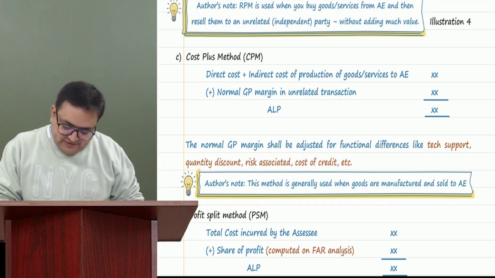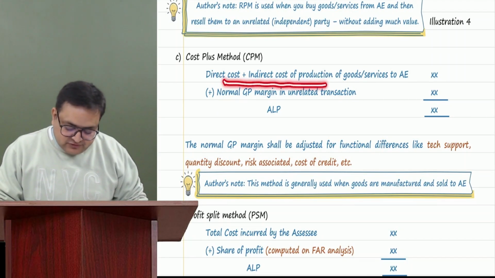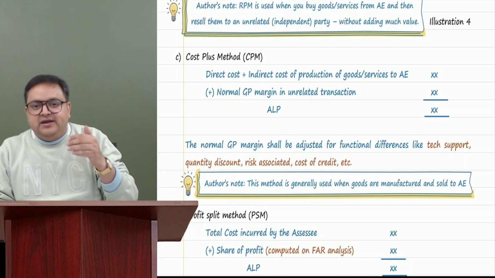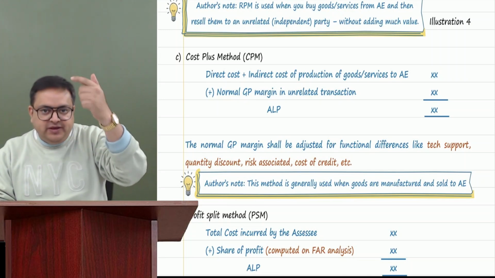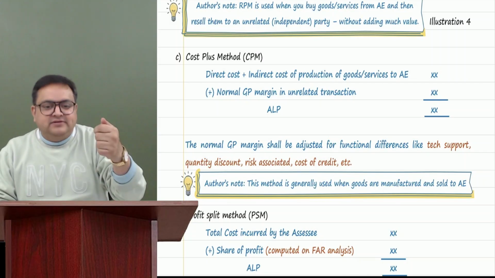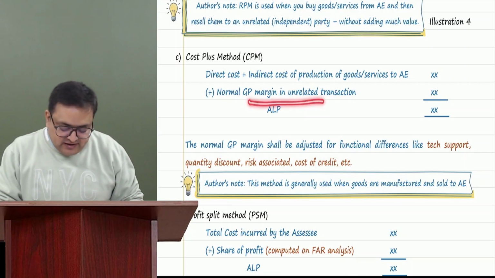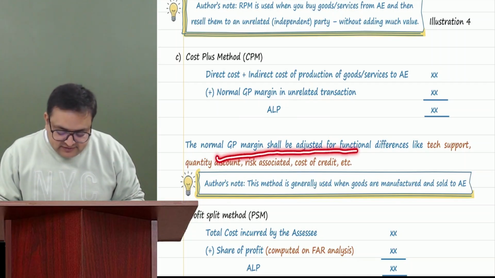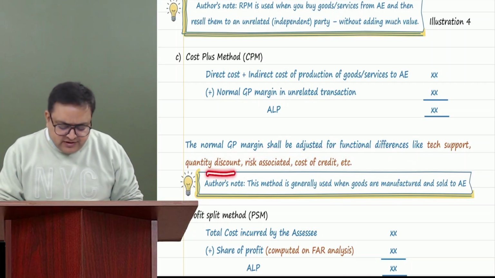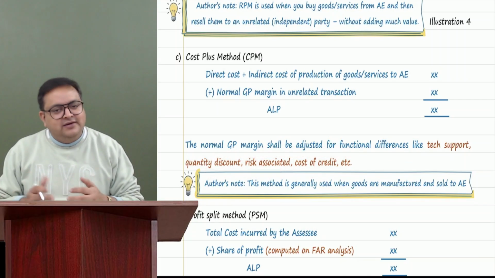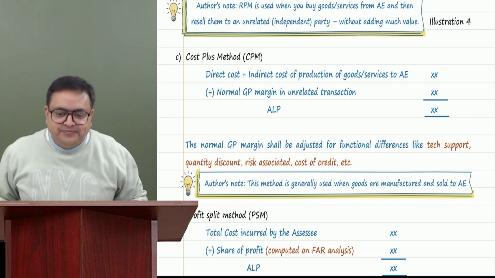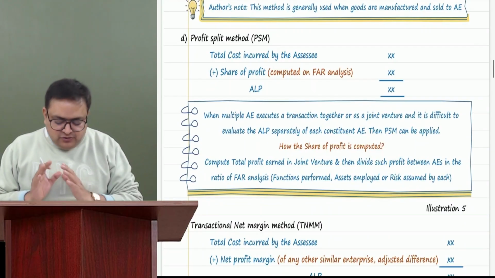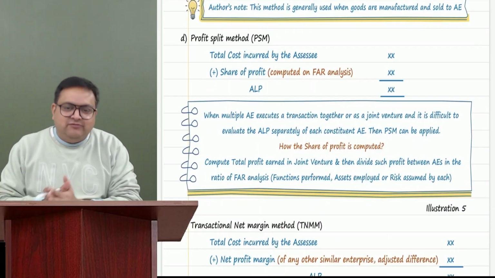So this was cost plus method. Direct plus indirect cost of production of goods or services to A, whatever is the cost which you are incurring to sell it to A, and please adjust the profit margin also. So the gross profit margin shall be adjusted for functional differences like tech support, quantity discount, risk associated, cost of credit, which we have seen in our example as well. Got it? Okay.